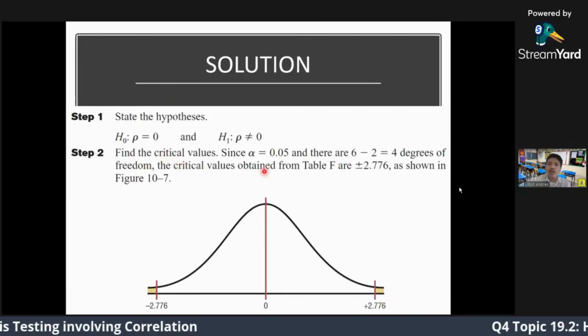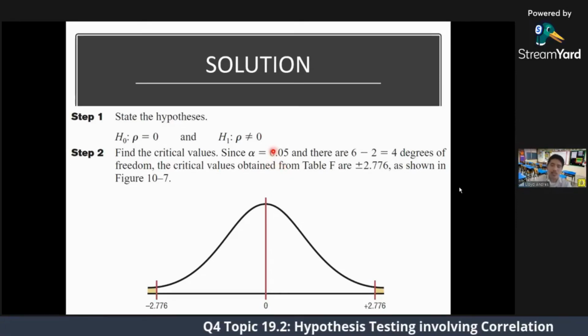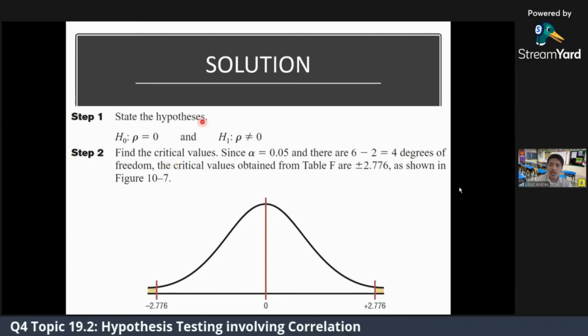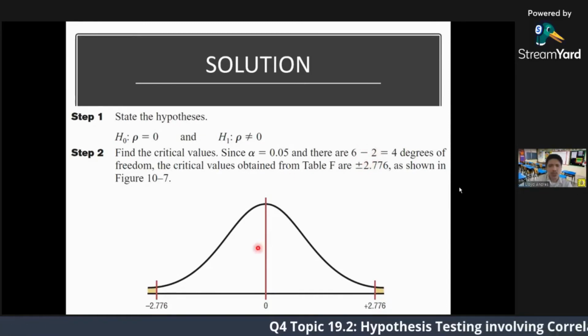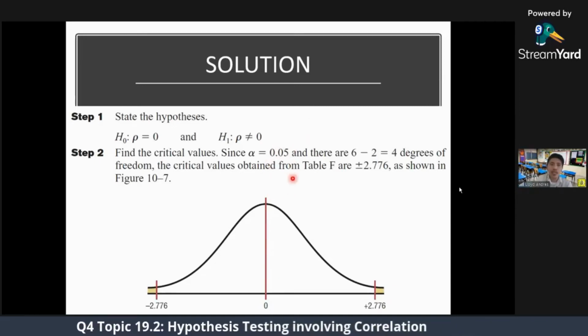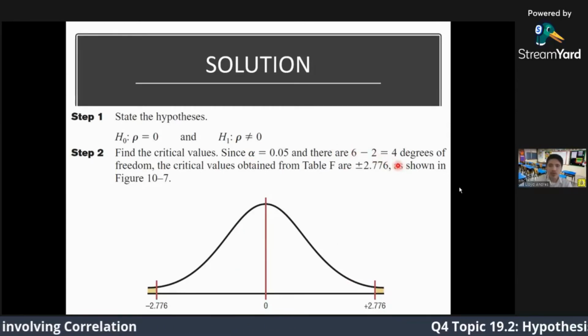Since alpha is 0.05, which is given, and the sample size is 6, 6 companies from A to F. Then, to determine the degree of freedom, we subtract 2. Minus 2 because we have 2 sets of data, cars and revenue. So, 6 minus 2, we have 4.